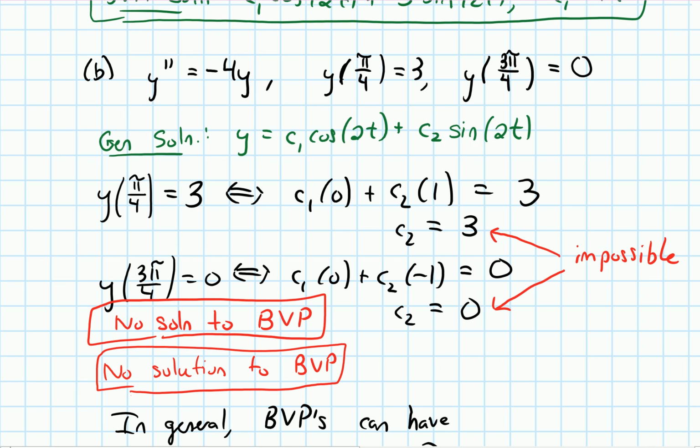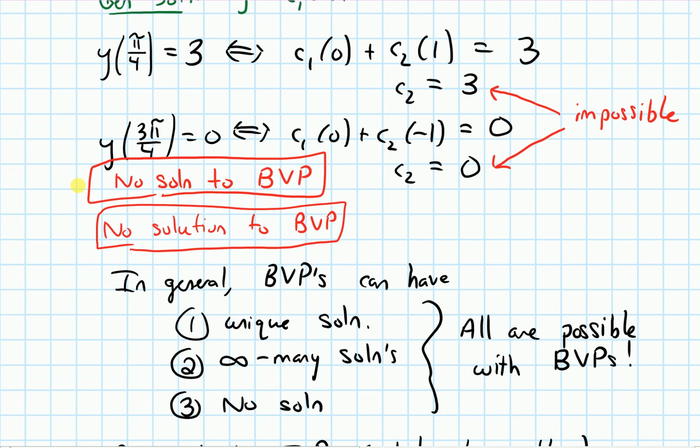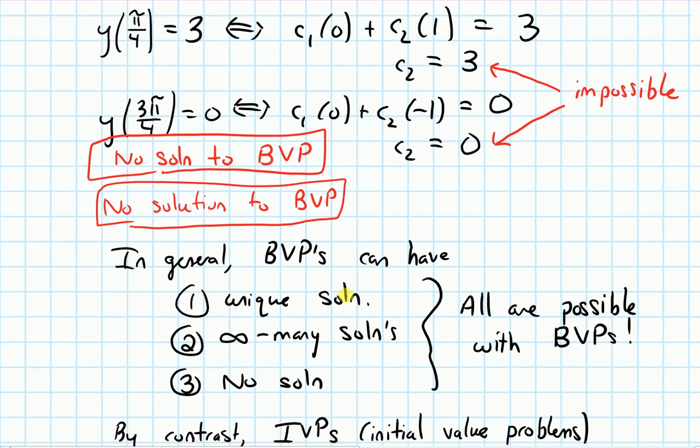Whoops, I had written that twice. Okay, that's all right. No solution here. So in general, boundary value problems can have a unique solution. That's definitely going to be possible as well. Infinitely many solutions, like we saw in part A, or no solution, how we saw in part B. All of these are possible with boundary value problems.